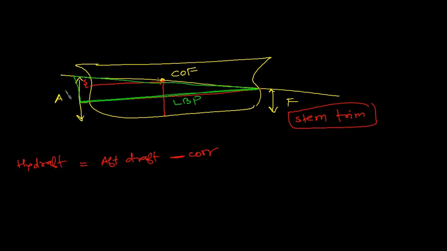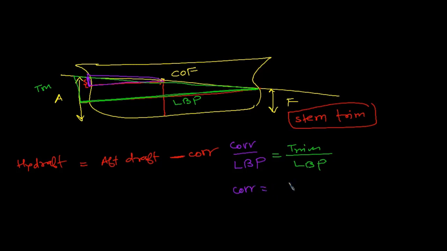And this is your trim. So trim by LBP, there is one triangle. And if you see this height, this triangle, this is also a baby triangle, right? Yes. This is correction divided by LBP. I don't want to teach you the derivation, but that's not very difficult.